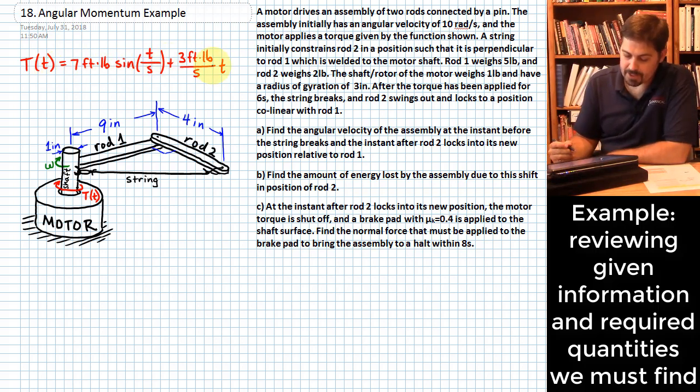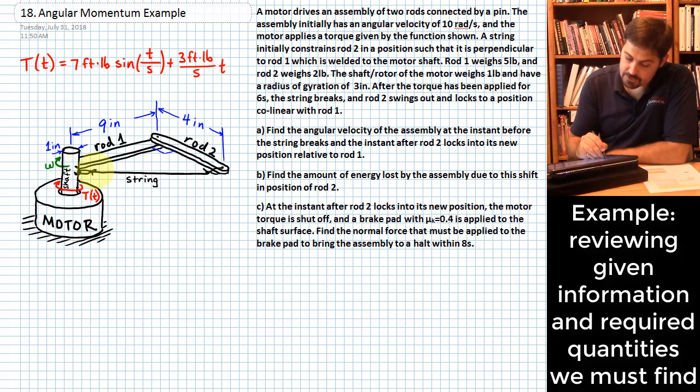And so as it applies that torque, the little assembly there is going to be picking up speed because of that torque that is being applied. Now it starts with an initial speed of 10 radians per second, and then it's going to have that torque applied. We're given some information here.